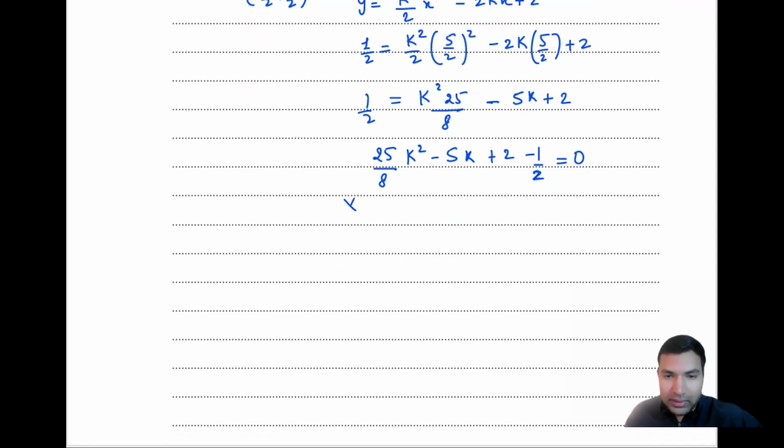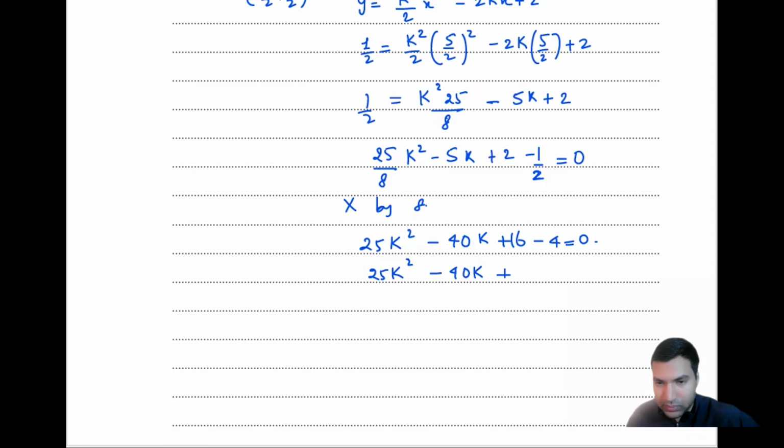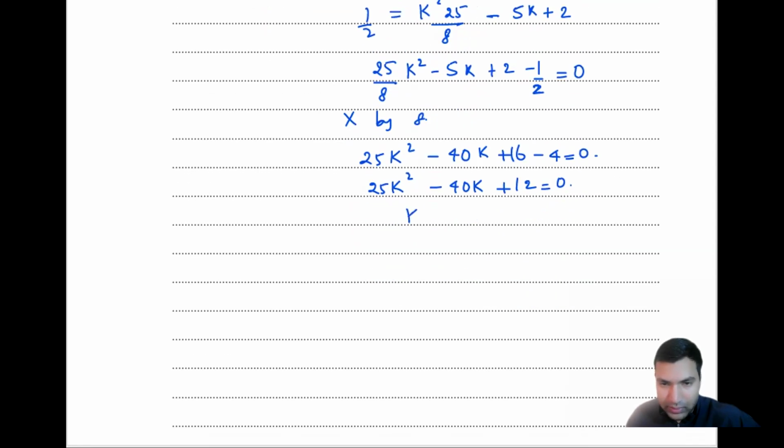If I multiply throughout by 8, I'll get 25k squared minus 8 times 5 is 40k, 2 times 8 is 16, and 8 times negative 1 by 2 is negative 4, equal to 0. So what I get is 25k squared minus 40k plus 12 equal to 0. Now I need to solve for k, so k equals, using the formula, you can use a calculator, negative b plus minus under root b squared minus 4ac, divided by 2a.